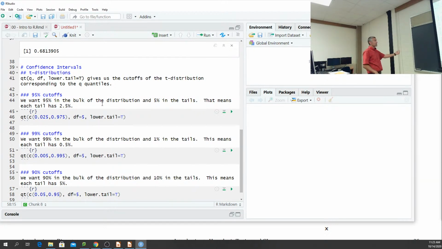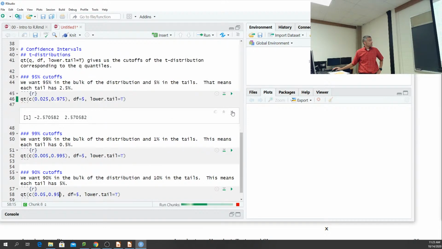For the 95% cutoffs, we want this interval to capture 95% of the bulk of values in that distribution. That means we have 5% in the tails. Each tail then is going to have 2.5%, and we're symmetric. We're mirror images. So we do it like this, just like we had in the presentation. It gives us negative 2.57 and positive 2.57. They're the same value, one positive, one negative, and they're the same value for a reason. We're mirror images, and we have the same percentage, 2.5%, in each tail.